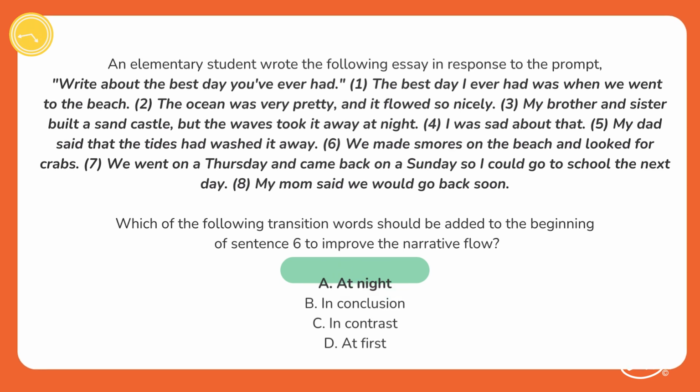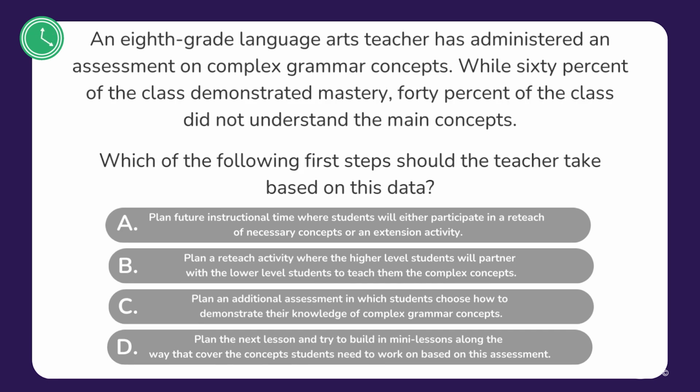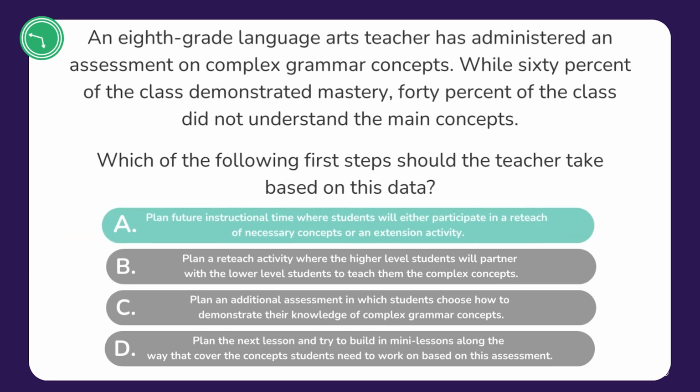through time. Last one. An 8th grade language arts teacher has administered an assessment on complex grammar concepts. While 60% of the class demonstrated mastery, 40% of the class did not understand the main concepts. Which of the following first steps should the teacher take based on this data? When considering this question, ask yourself, which answer utilizes the assessment to make instructional choices and changes for the students? The answer is A again.